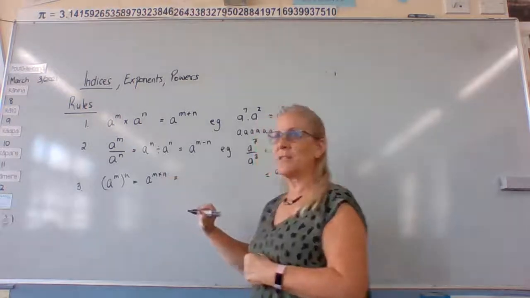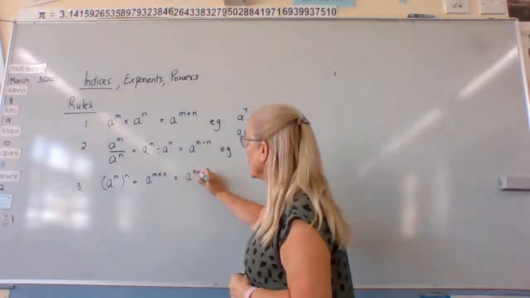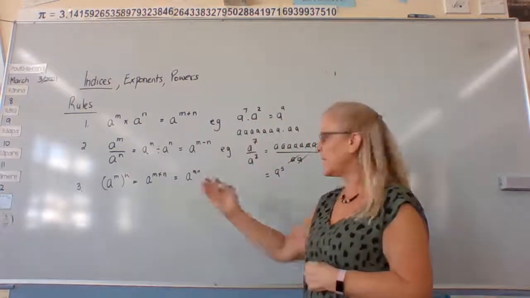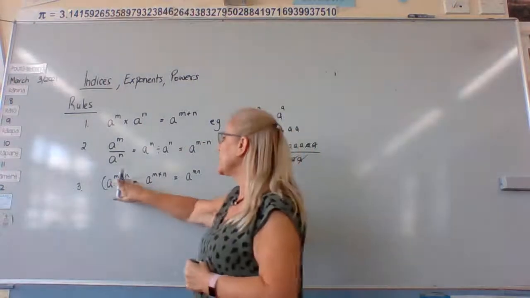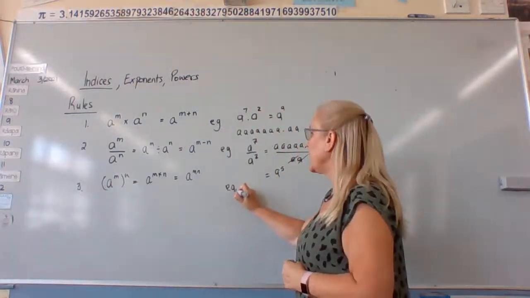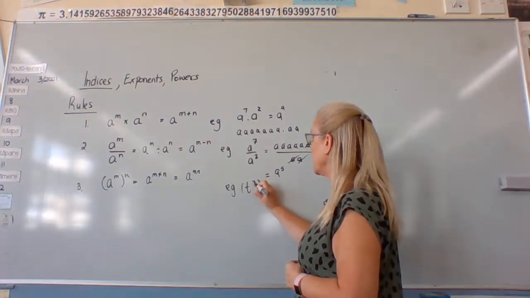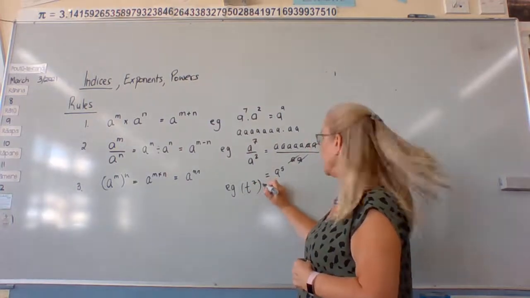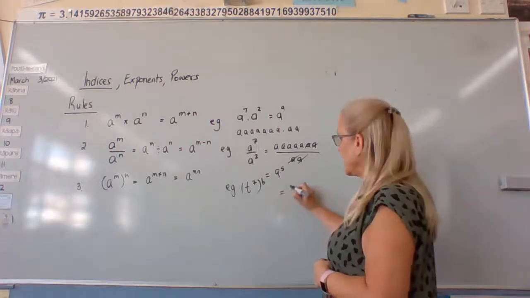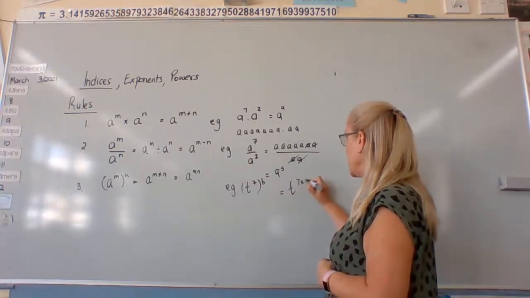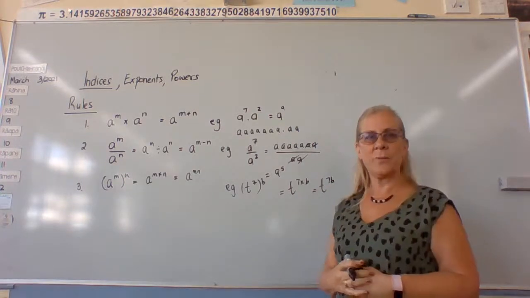So, because I can't ignore it, we're going to get just piled together, a^(m×n), a to the m times n, whatever. This could be a number, this could be a letter. For example, if we had t to the power of 7b, then that would be t to the power of 7 times b, which is 7b. All right?